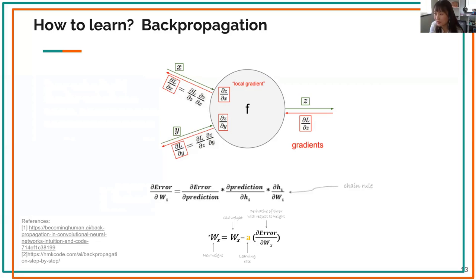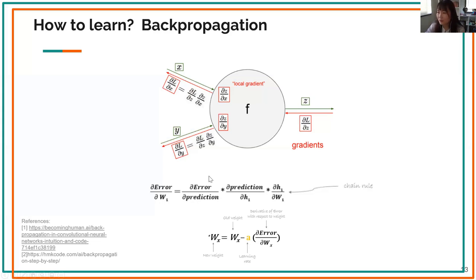If I need to tell you a story about that, I want to know how to tune the weight to have a smaller error from the loss function. So here, partial error over partial prediction: to make the loss function smaller, how should I change the prediction? When I know how to change the prediction, then how do I change the output from the nodes? When I know how to change the output from the nodes, finally I take the partial once more and I will know how I should change the weights.